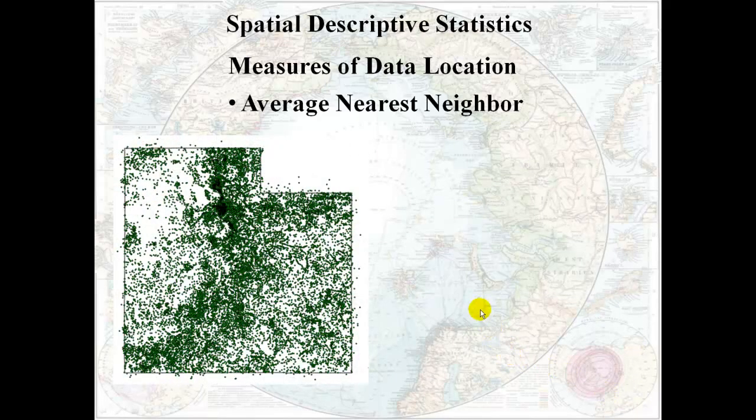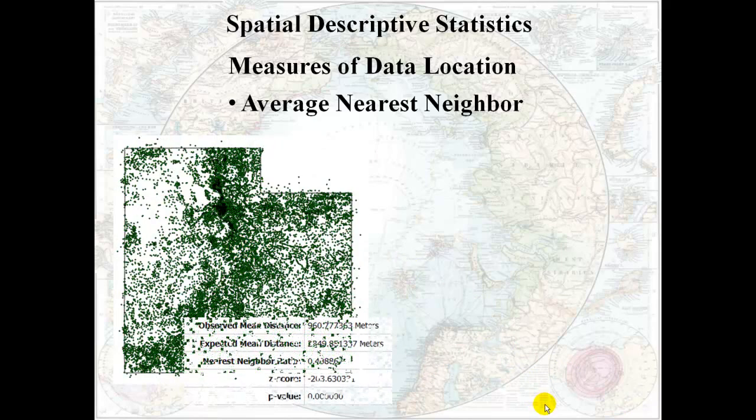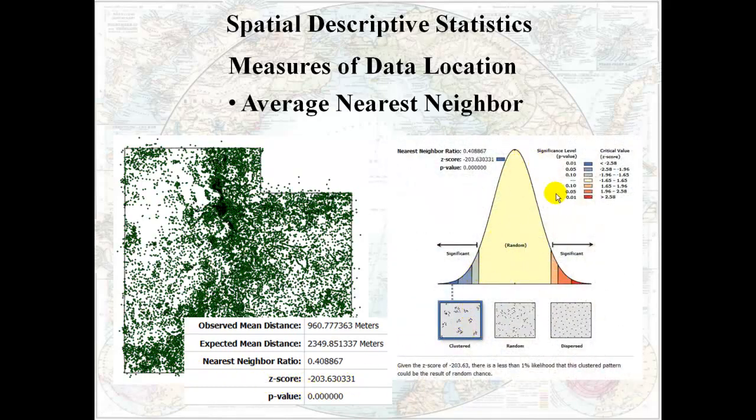Okay, so here we have average nearest neighbor, and what we get out of that calculation is an observed average distance, 960 meters. If it were normally distributed, we'd expect 2,350 meters. So things seem to be more clustered than they would be in a normal distribution. And since this is an inferential statistic and not necessarily a descriptive statistic, you're going to be able to run a test on that and come up with a z-score. And remember how you do that from the traditional descriptive statistics.